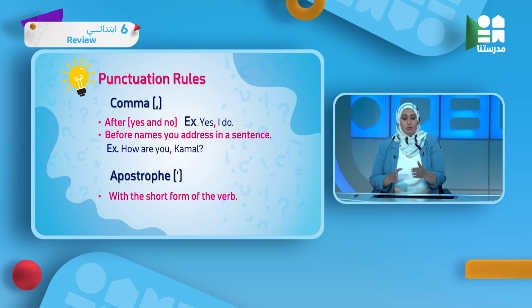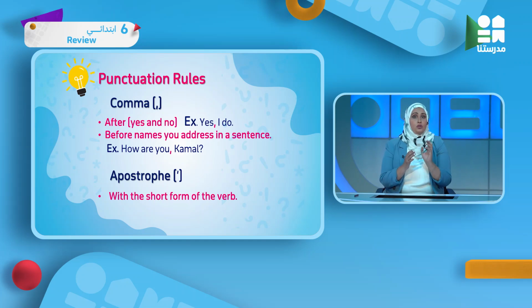I use the apostrophe with the short form of the verb. حاجة اسمها contractions. Sometimes I want to put a verb زي ما أقول do not. Instead of saying do not, I say don't. When I make the verb shorter بعمله compression كده. I compress the verb, contractions. So what do I do? I put an apostrophe. تعالوا نشوف ازاي. So couldn't, can you see here the apostrophe before the T? Isn't, apostrophe before the T. Aren't, again apostrophe before the T.